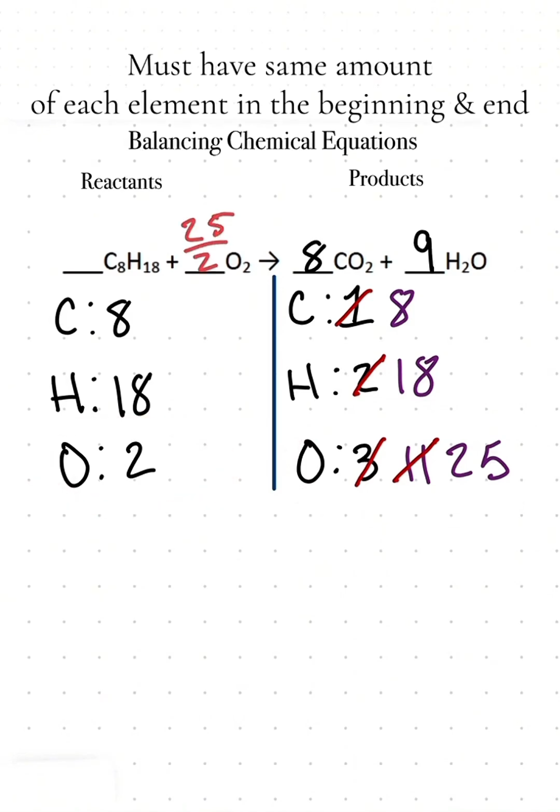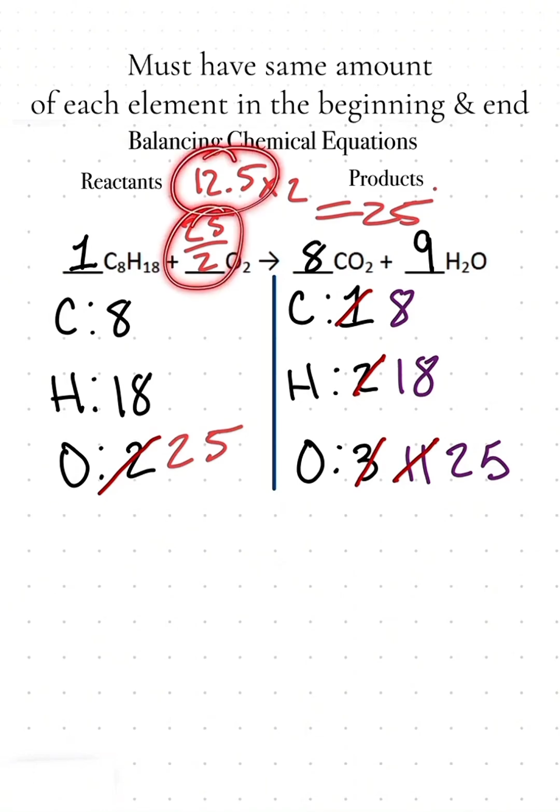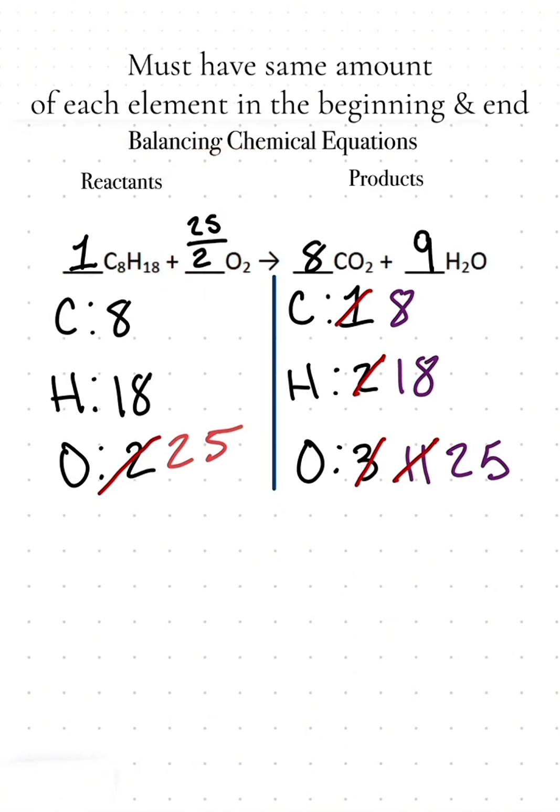And when you do 25 over 2, you get 12.5. So technically, your coefficient is 12.5, and your subscript is 2. So when you do 12.5 times 2, you get 25. And that evens out your oxygens. And it's as simple as that. Try not to overthink it. Your final step could be to write a 1 as a coefficient here, and you could do either this fraction or the 12.5, same thing, and this is your final answer.